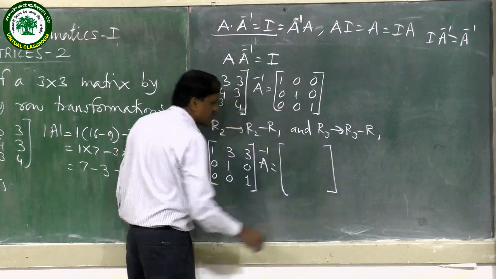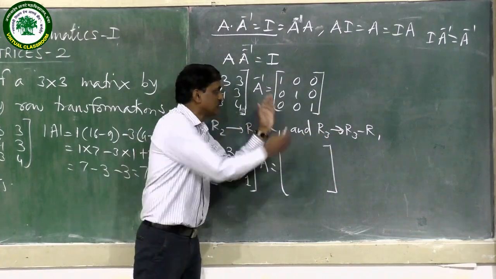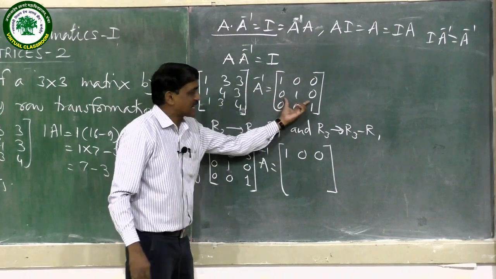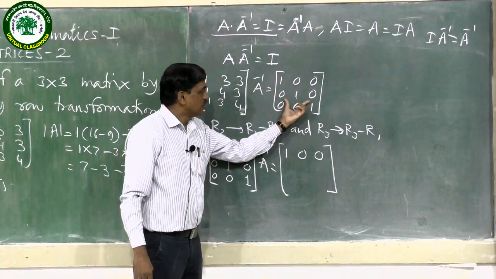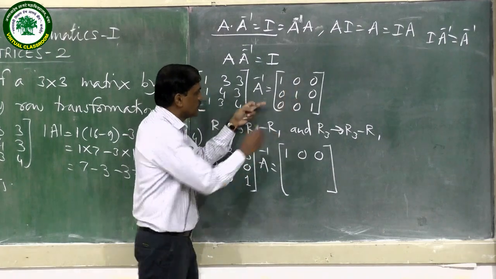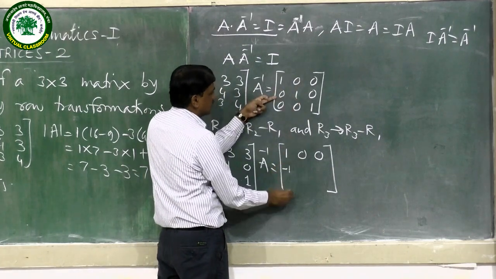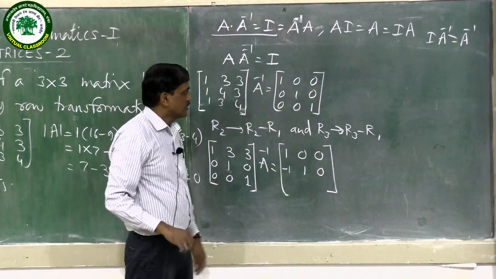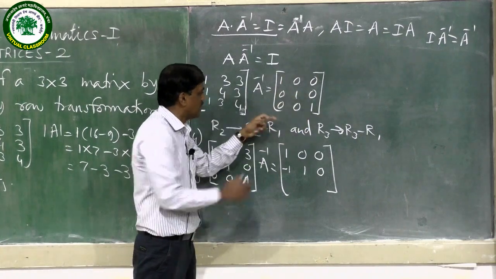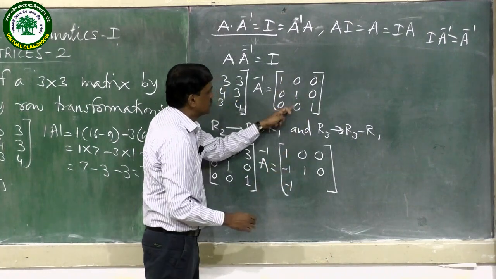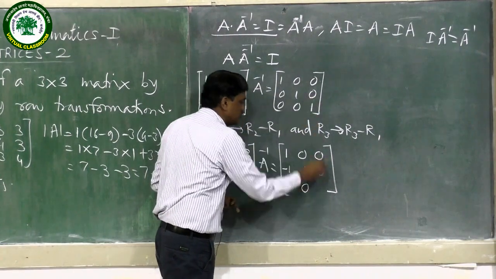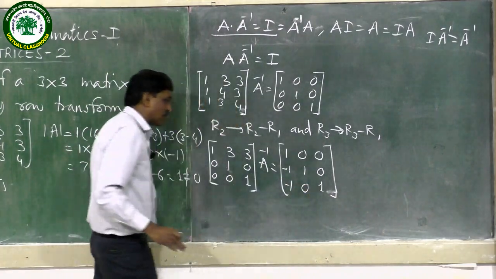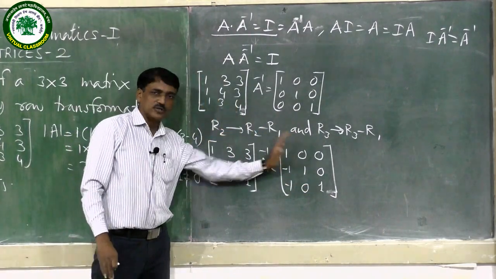What is our step? Perform the same transformations on this matrix. So first row as it is, 1 0 0. Subtract the first row from the second row. So 0 minus 1, it is minus 1. 1 minus 0, it is 1. 0 minus 0, it is 0. Subtract the first row from the third row. R3 minus R1. 0 minus 1, it is minus 1. 0 minus 0, it is 0. 1 minus 0, it is 1. We performed two transformations on both the matrices.